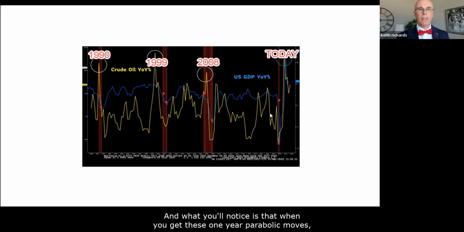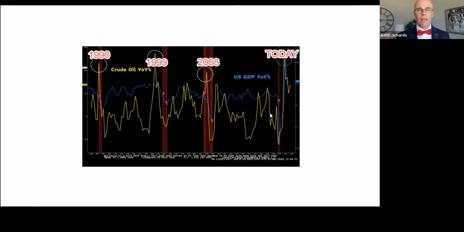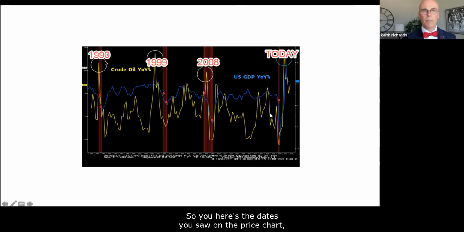What you'll notice is that when you get these 1 year parabolic moves, because 1 year is a fairly short period of time in the grand scheme of things, and you see a massive increase in the price of oil, we want to see what happened to the economy. So here are the dates you saw on the price chart, but now we're seeing year-over-year returns: 1990, 99, 2008, and today. The blue line is the GDP line, which is gross domestic product in the United States of America. Take a look at the relationship.